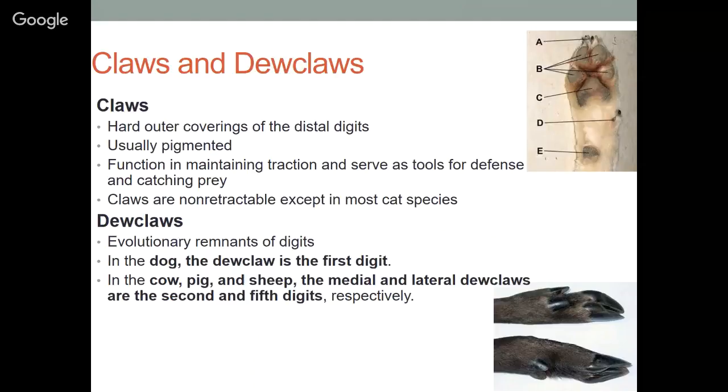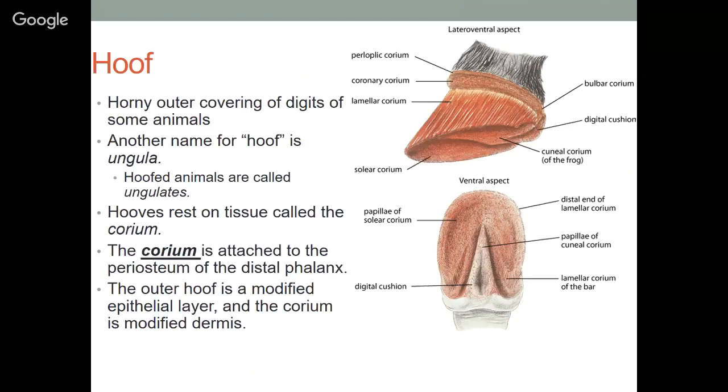The hoof is very important. It's the horny outer covering of the digits of some animals. Another name for hoof is ungula. So if you hear or see the term ungulate, that just means it's a hooved animal. Hooves rest on tissue. So the nail part, that hard covering, rests on a tissue called the corium. If you were to pull your nail off your finger, I do not recommend it, but if you did, you would see a similar tissue called the corium. It's the bed on which your nail rests.